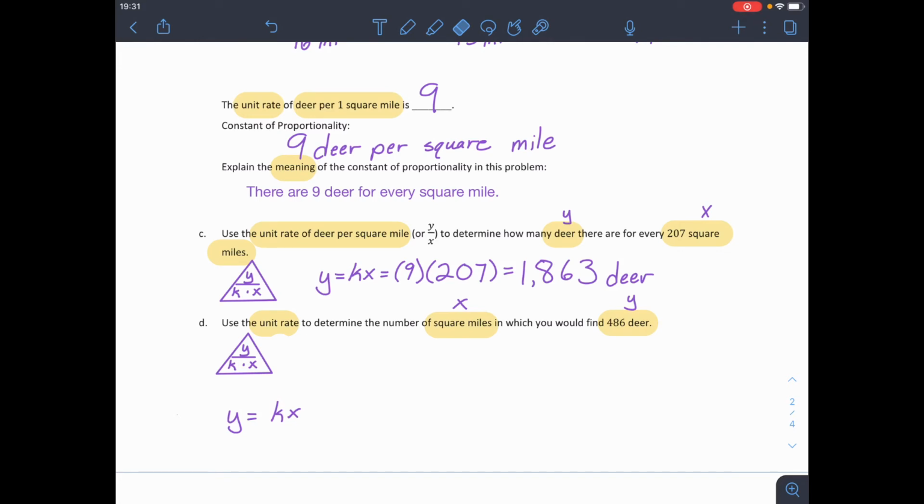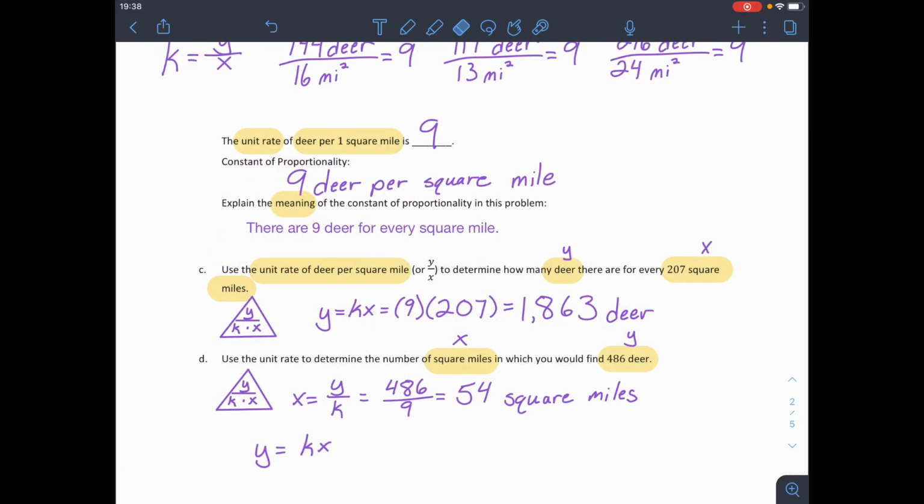Now, instead of solving for a y value, let's try solving for an x value. We're going to use our unit rate now to determine the number of square miles in which we'd find 486 deer. So again, in this case, we're missing our x value, and we have our y value of 486. Looking at my fact family triangle here, I see that when I'm looking for my x value, I can divide my y value by my k value. So I can do 486 divided by 9 and get 54 square miles.